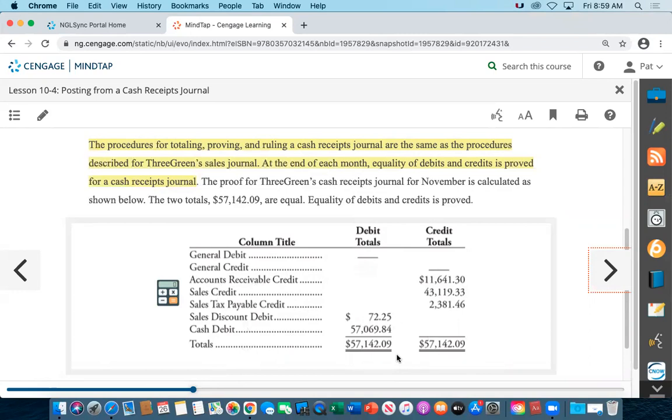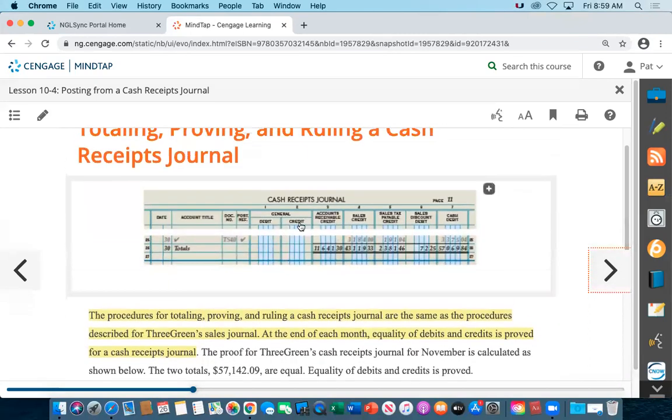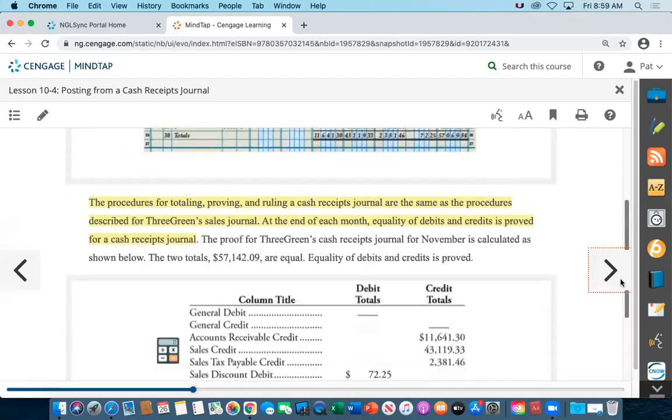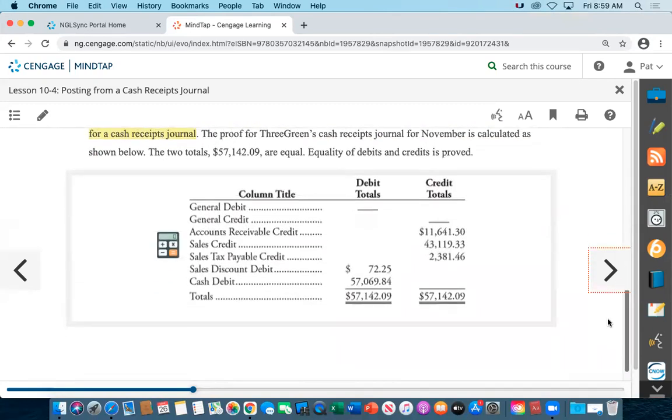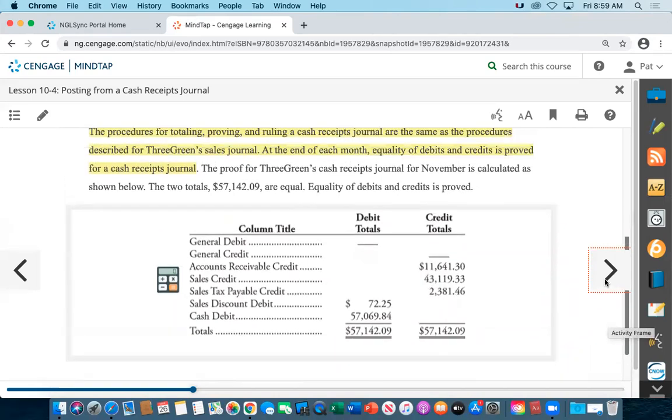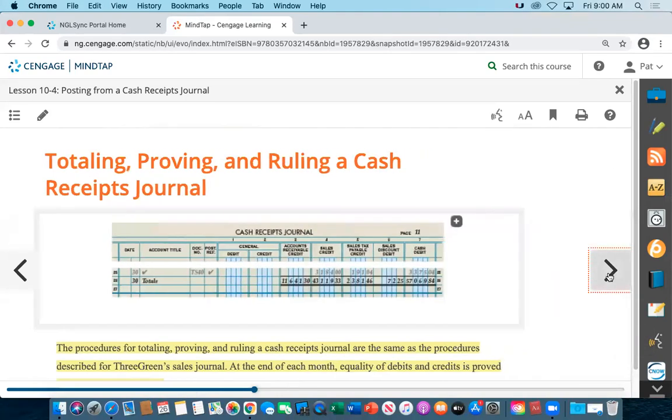If they don't, just like last time, step 1, go ahead and re-add the columns, double check. And then step 2, call me and we go figure out where the mistake is prior to posting anymore. Okay. So the procedures for totaling and proving are the same as in the sales journal. We're just going to add up debit columns, credit columns, make sure you put them in there. Then we'll go up here. It's the last day of the month, whatever the month might be. We write the word totals and then the single and double rule. Okay. You guys probably feel pretty comfortable. That's what we did with the sales journal and the cash payments journal. Okay. So that's nothing new.